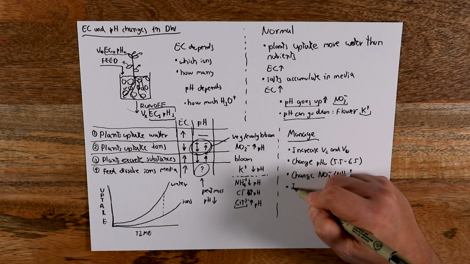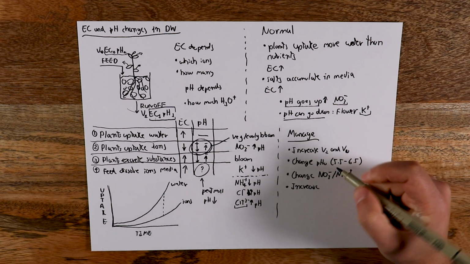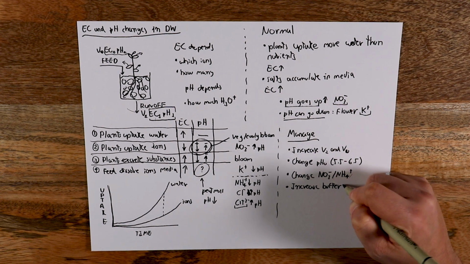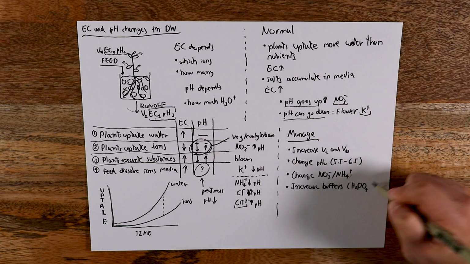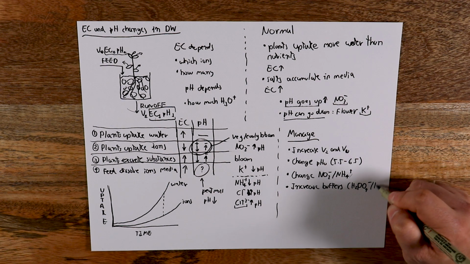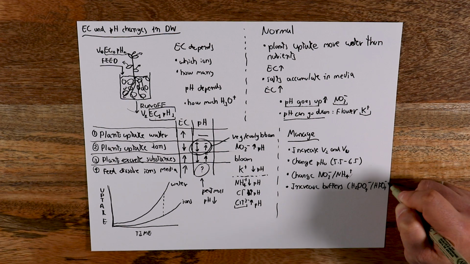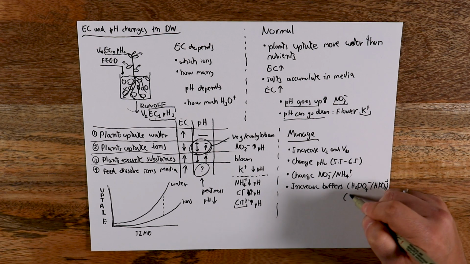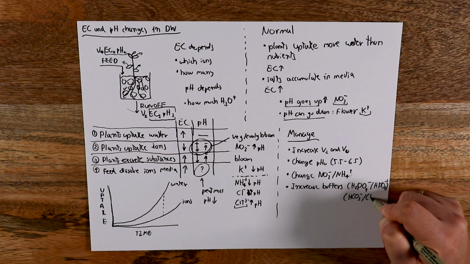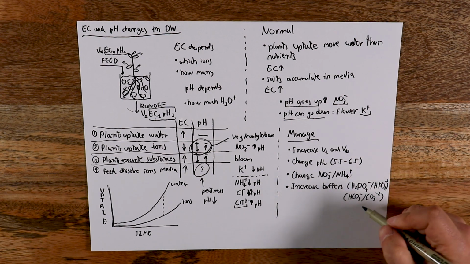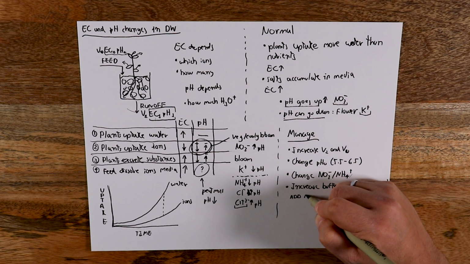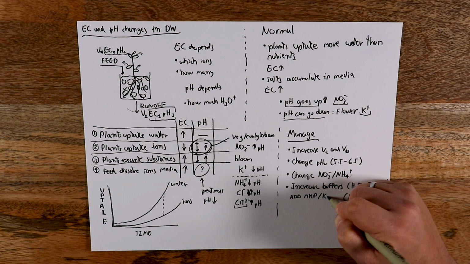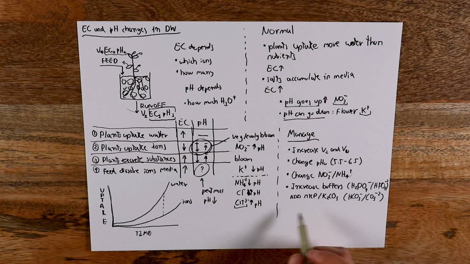Now, another potential way to deal with this is to increase the concentration of buffers. So we have a couple of chemical buffers. If you saw my last video on pH, you will know that in hydroponics we have this buffer that is based on phosphoric acid species, and we also have this buffer that is based on carbonic acid species. And this can be done by adding MKP and potassium carbonate. So if you add these two things, you can increase the concentration of these buffers.